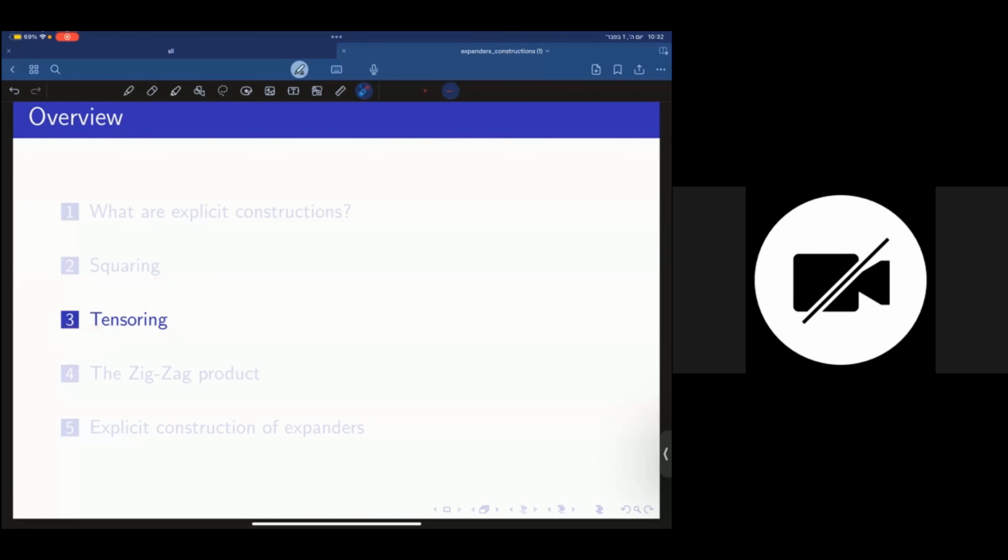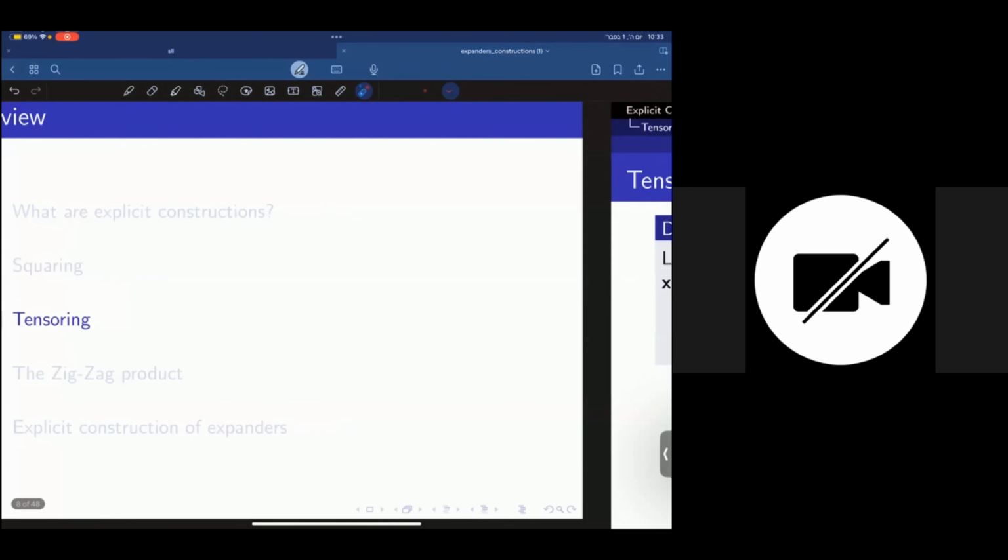Tensoring is going to be an operation that increases the number of vertices. We want that because the end construction will be: start with a small graph and make it larger and larger, keeping the omegas fine, in some range. So tensoring is going to be a tool that will increase the graph significantly, from n to n squared, really. But you will see what the effect is on the other parameters.